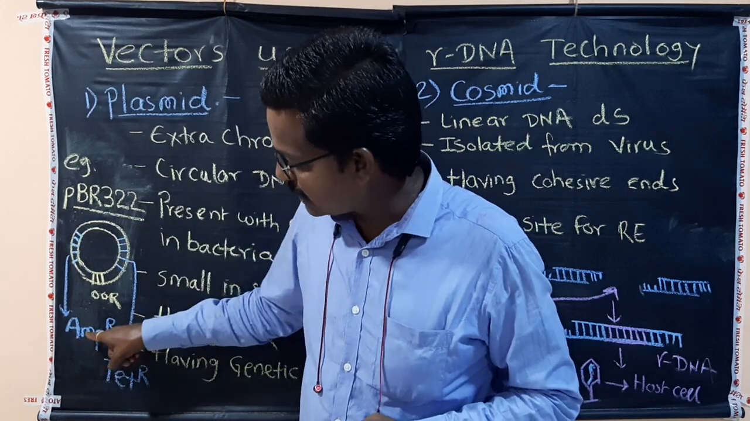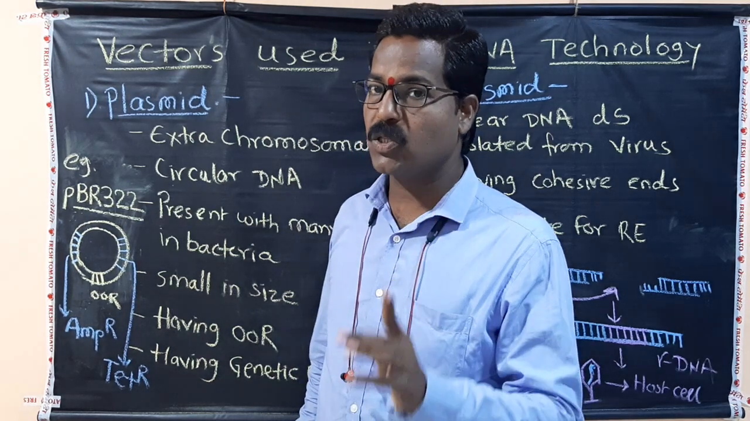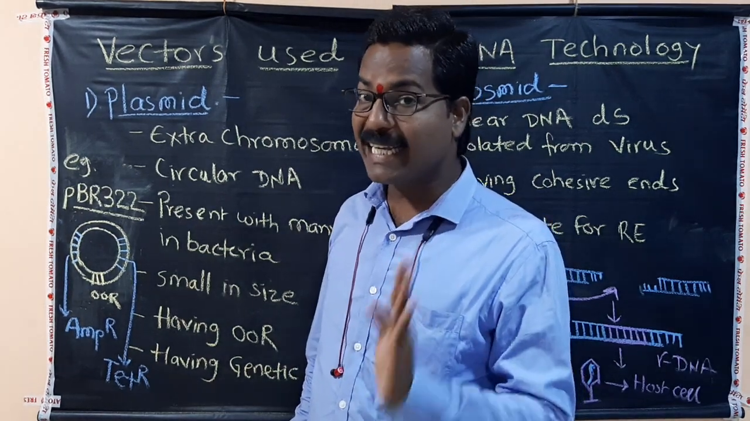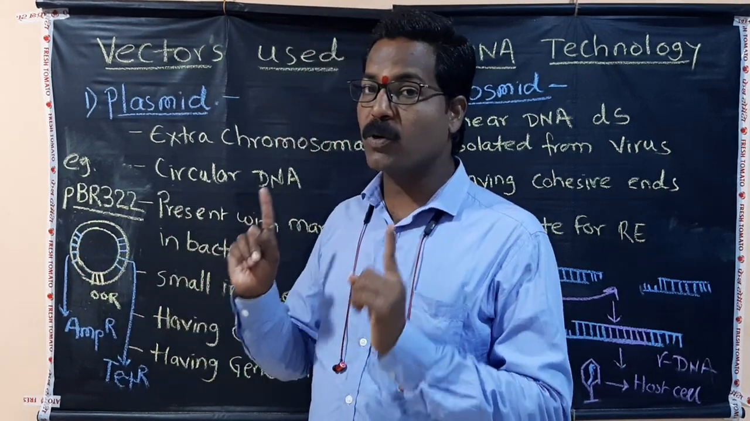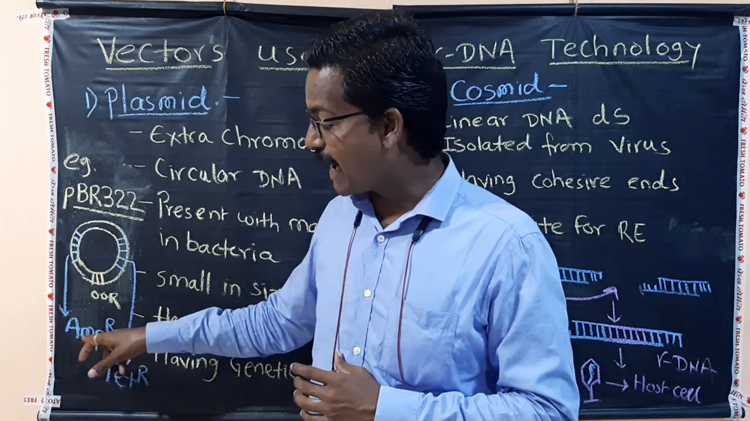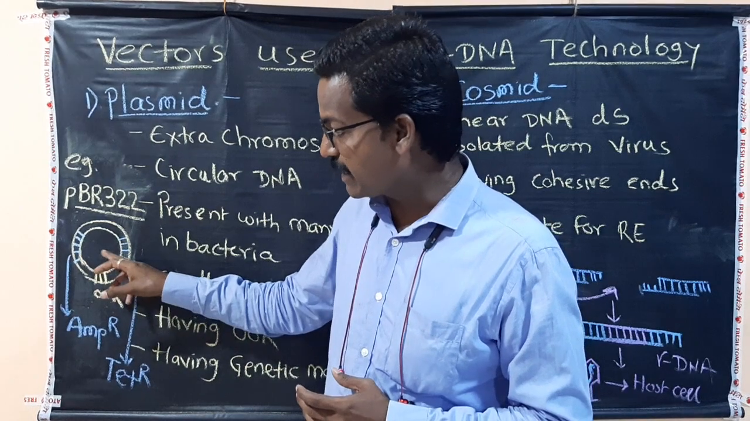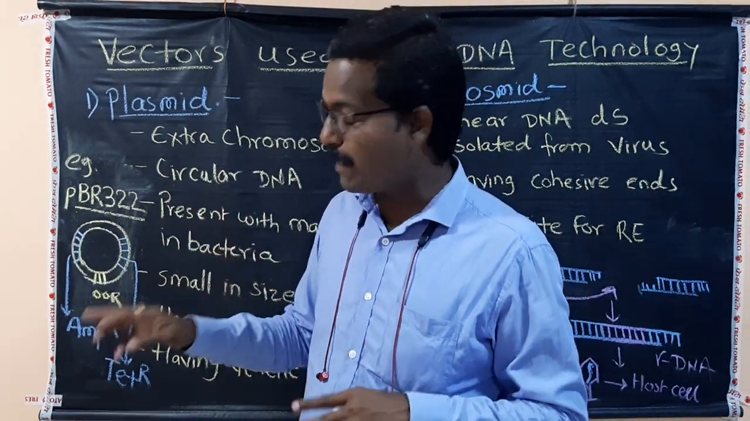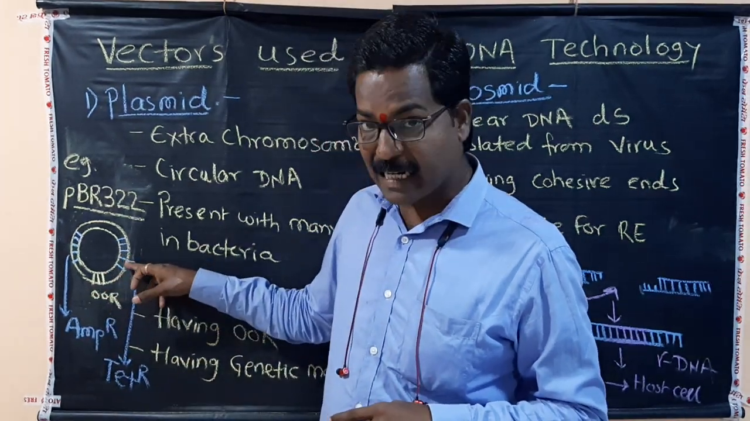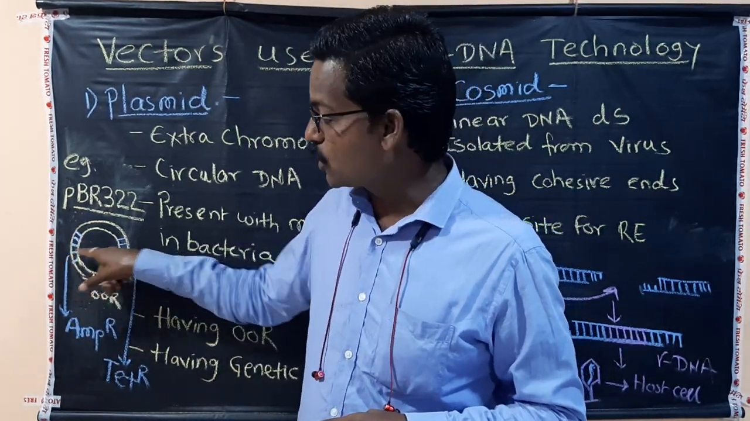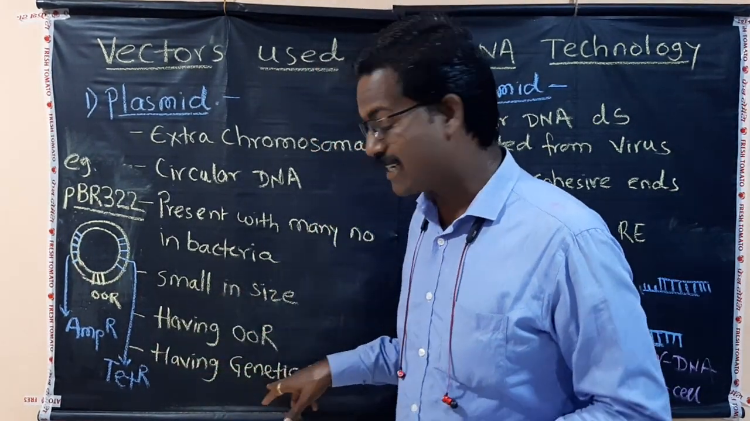One nucleotide sequence is called the ampicillin resistance gene. This is the gene responsible for the production of one particular enzyme which will digest ampicillin. So even though ampicillin is added to the bacteria containing this plasmid, that bacteria will not die because it has the ampicillin resistance gene. At the same time, it has a tetracycline resistance gene. So these two genes, ampicillin resistance and tetracycline resistance, are called genetic markers.